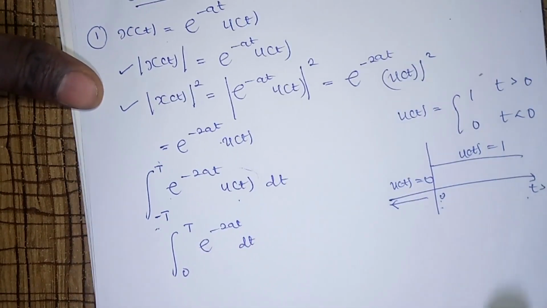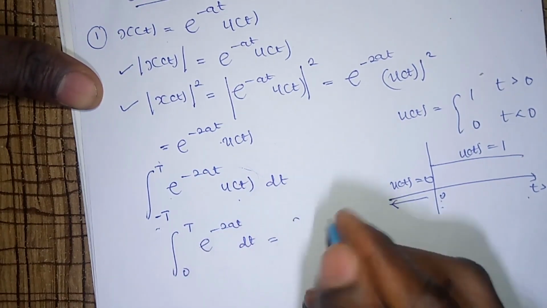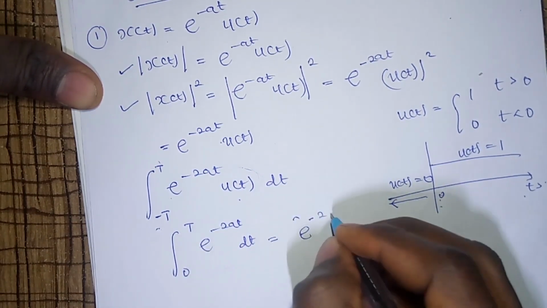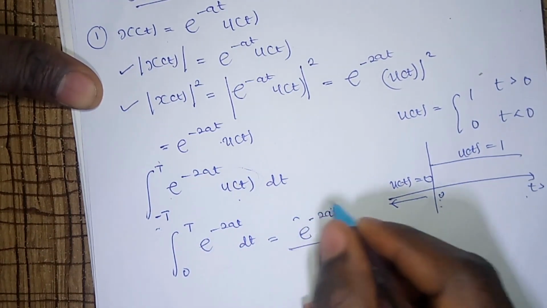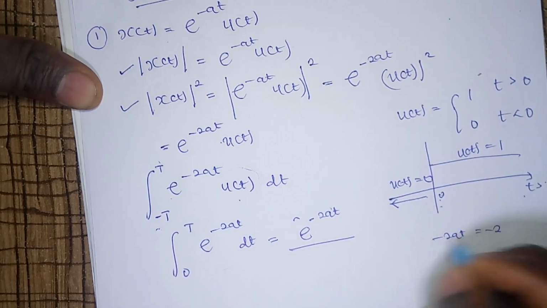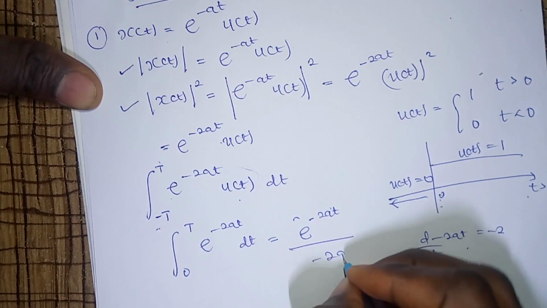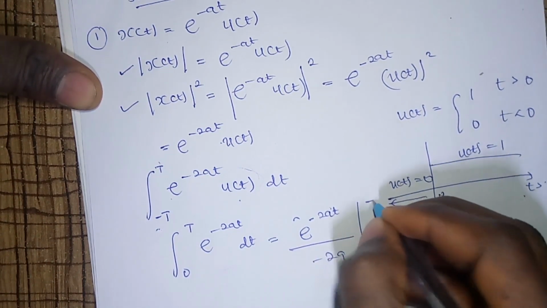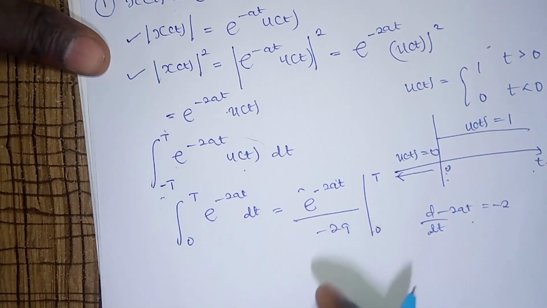Now, let's proceed. So for us to solve this, we said what? The integration of this kind of function is going to give us e to the negative 2at, am I right? Divided by the differentiation of whatever this is. So the differentiation of negative 2at is equal to negative 2a, right? If you differentiate it, we have negative 2a. Now, remember the integration pattern? Go this way.